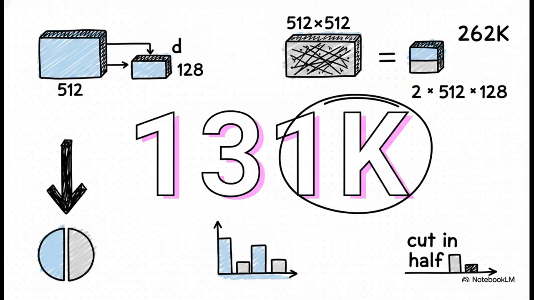Let's actually run the numbers on this to prove the point. Say our dimension D is 512, and our bottleneck B is 128. With a plain TDNN, a 512 by 512 matrix hands you about 262,000 parameters per layer. But with TDNN-F, we do 2 times 512 times 128, and boom, we're at roughly 131,000 parameters. We've literally cut the parameters in half. And if you use a smaller bottleneck, the savings are even wilder.